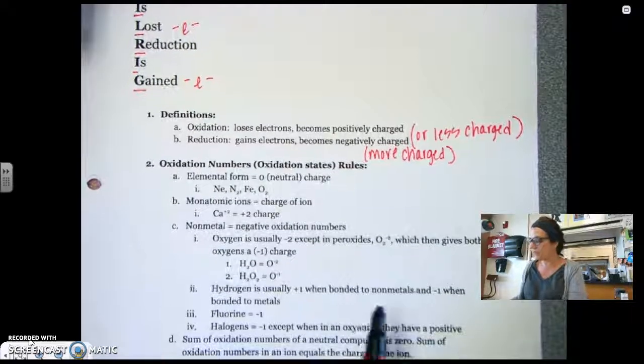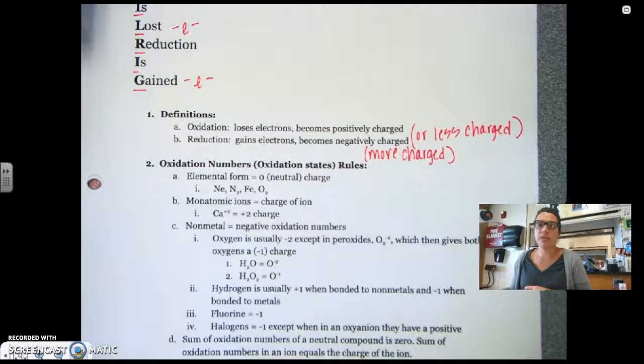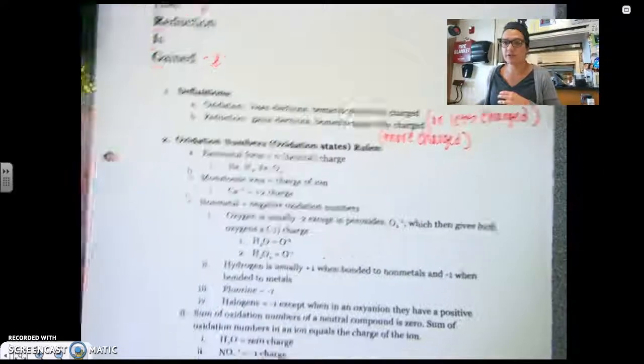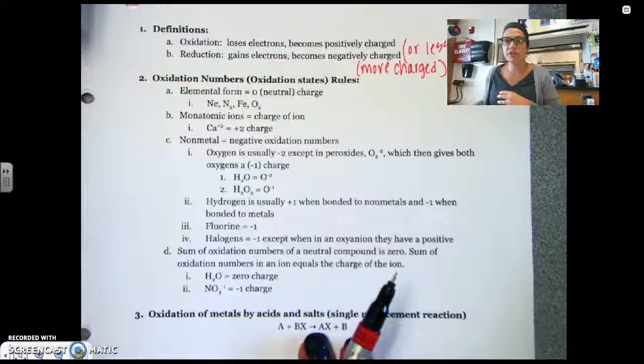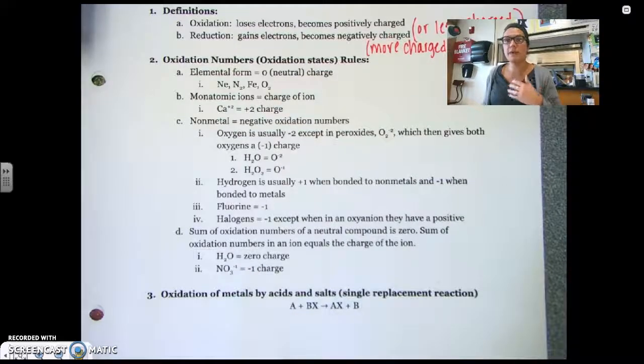Now there are some oxidation rules that you need to know in order to count these oxidation numbers, and those are as follows. If something is in its elemental form, it's going to be a neutral charge of 0, so it's not going to have a charge. For example, neon is in its natural state, so it's going to have a charge of 0. Nitrogen is a diatomic molecule, so it's 0 as well, because there are 2 nitrogens attached, and that's its natural state.